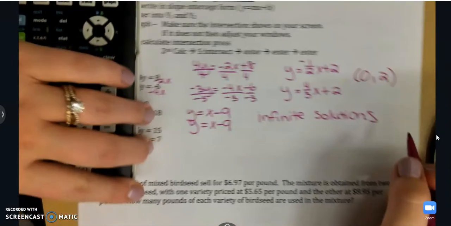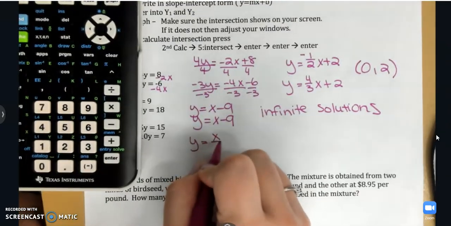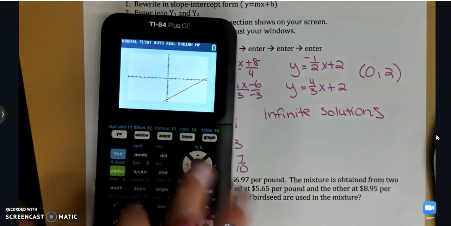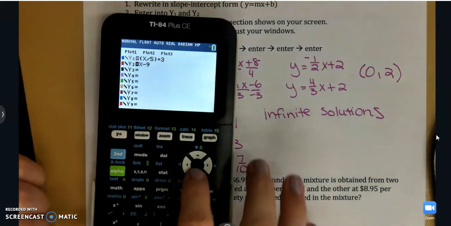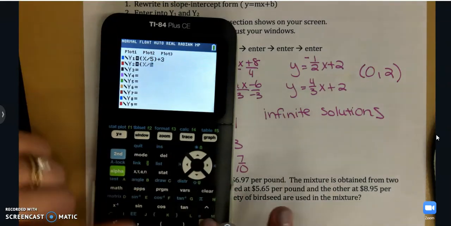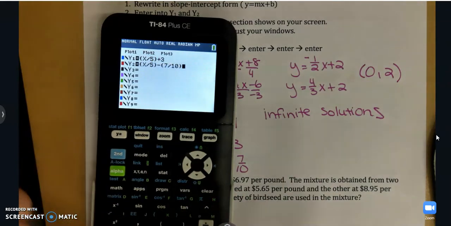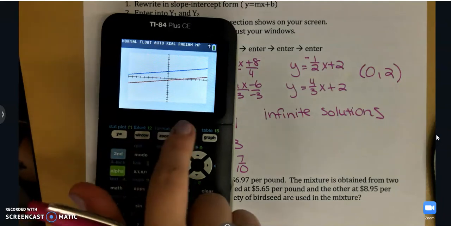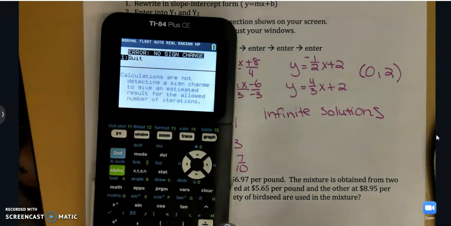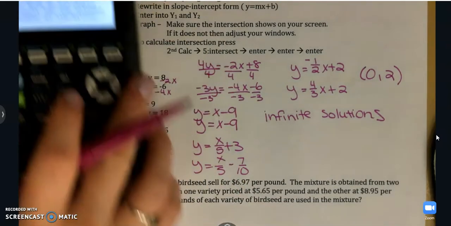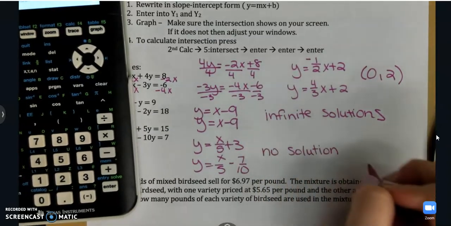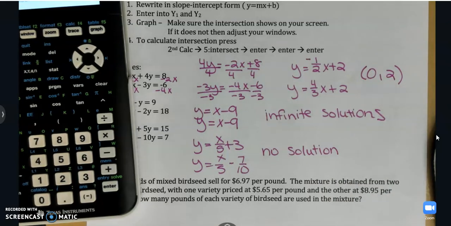The next example, when I get these in slope-intercept form, I'm going to have x over 5 plus 3 and x over 5 minus 7 over 10. So when I plug both of these equations in, I get what appears to be lines that don't touch, but I can tell my calculator to double check, and I get an error message when it tries to calculate the intersection. That's because these lines don't touch anywhere, so that would be no solution. These are parallel lines, and therefore they don't ever touch. They have the same slope.